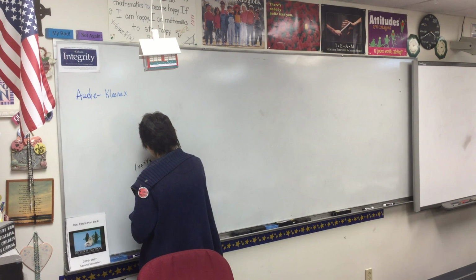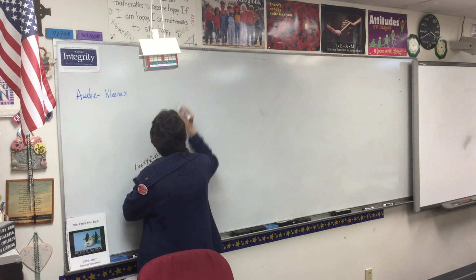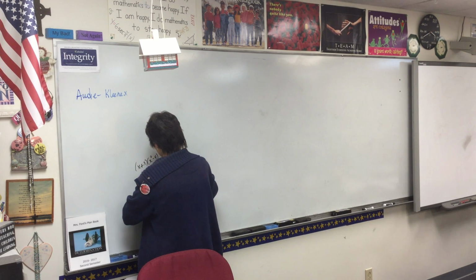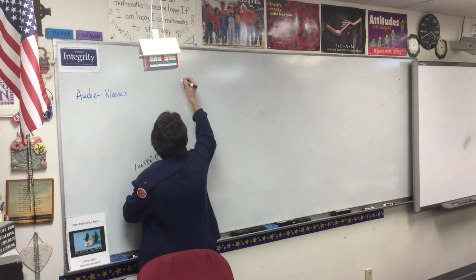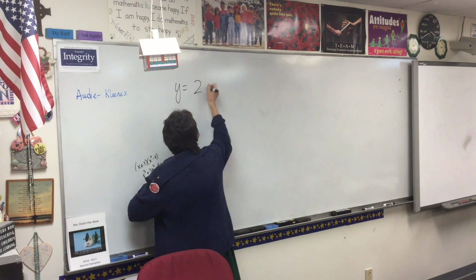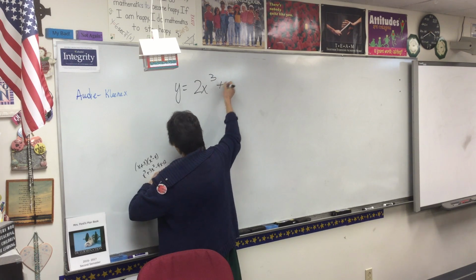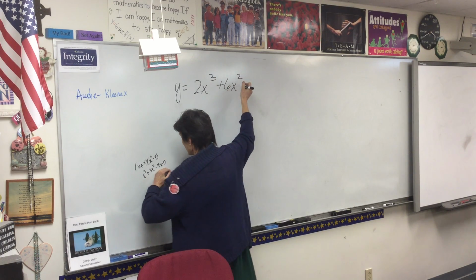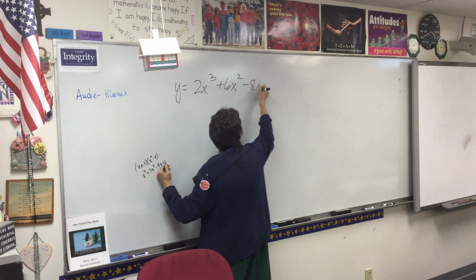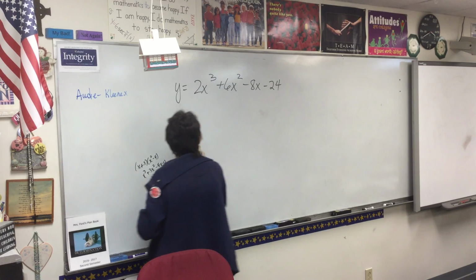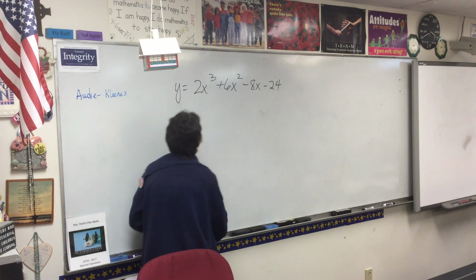So let's see here. Alright, so let's say our problem is, oh wait, I gotta read this, sorry. So let's say we have 2x cubed plus 6x squared minus 8x minus 22. Oh gosh, I hope I did that right. We'll find out here in a minute.